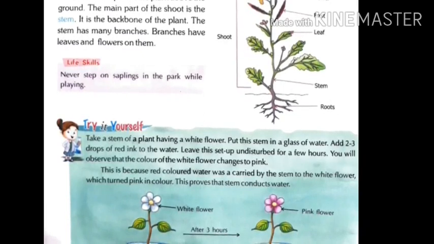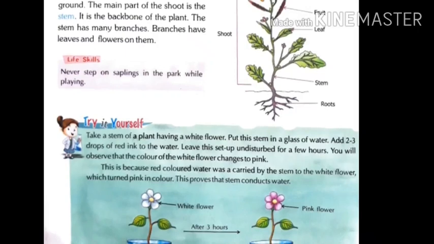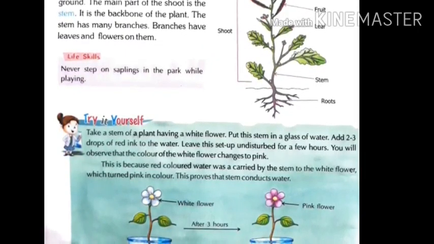Now see the picture of this plant given in your book. See, shoot, the part of the plant, shoot and root.